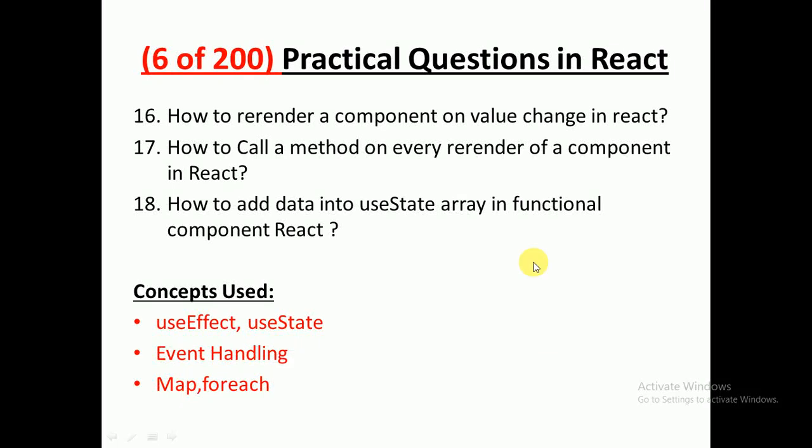This is part 6 of the practical question series in React, and if you have not watched my previous videos in this series, you can go back to my channel and watch them, as this is a continuation of that series. Here we are going to cover 3 more questions. One is how to re-render a component on value change in React, and the next one is how to call a method on every render or re-render of a component in React. Here we will have some variable, and based on the variable change we will re-render a component. The third one is how to add data to the array which is present in useState, or how to push the data into that array.